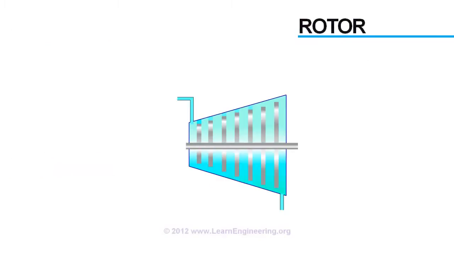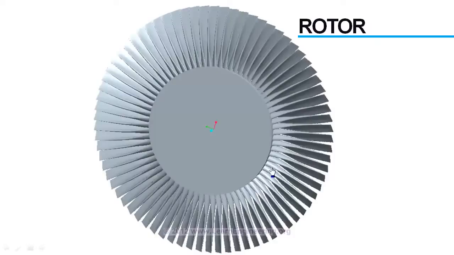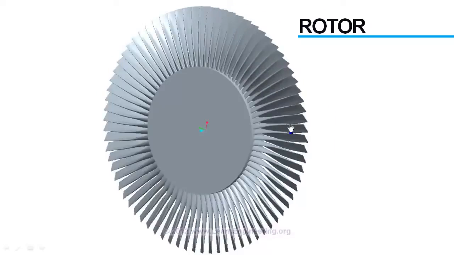So, let's have a close look at one such rotor set, in order to understand more about its working. Here it is. This is one rotor set, and you can see there is a series of blades which are connected to the hub of the rotor. And in different orientations it will look like this. Or, like this.